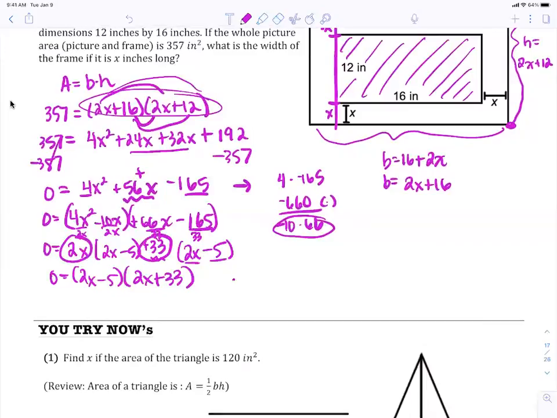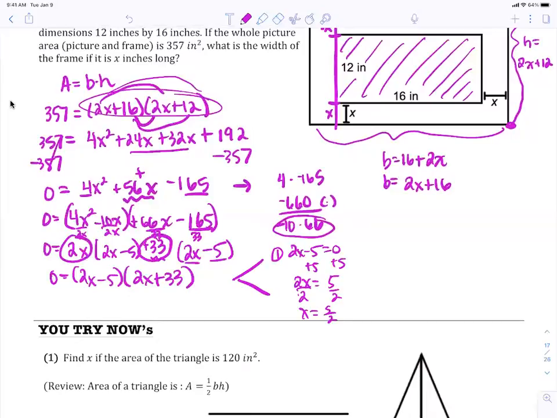Now, last step that we have to do, we now have to go through and solve. So 2x minus 5 equals 0. We're going to start by adding 5. We're going to be left with 2x equals 5. Divide by 2, divide by 2. X is going to be equal to 5/2.